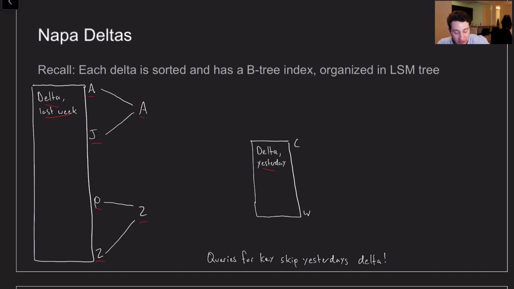Cool. And then we also have this concept of differently sized deltas, right? So you can see this one only has keys between C and W as opposed to fully from A to Z. And it's nice that we have this because what it means is, if I'm doing a query where I only care about keys where the value is equal to Z, I can basically, queries for key Z, skip yesterday's delta, I can cut this guy out and ignore it. So it's good because I can do a lot of data pruning.